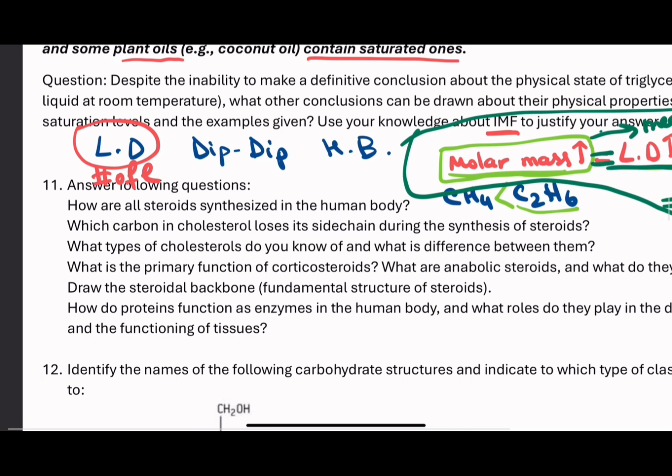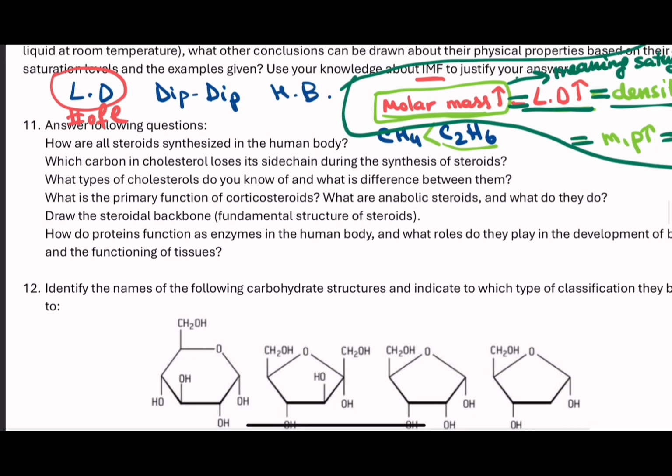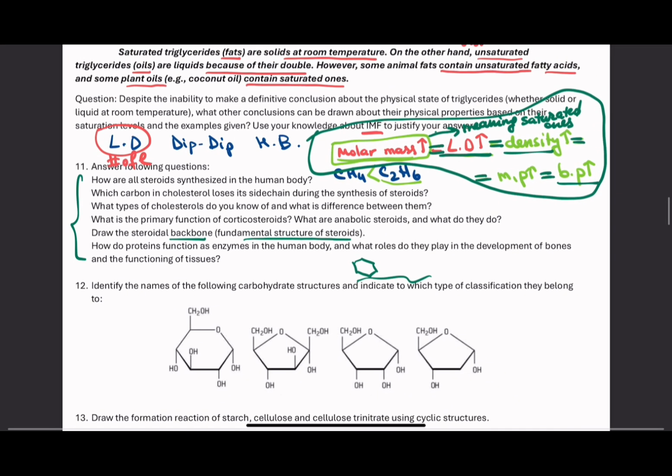Now question 11, guys, over here I haven't listed the questions. The main thing in here is that you need to be able to draw the steroidal backbone, the fundamental structure of steroids. That you know that there are 6 rings and stuff. You need to draw it all. Also answer all of these questions using the PPT. That's all I can tell you. There are just 2 pages. You just go through them, take notes, and answer these questions.